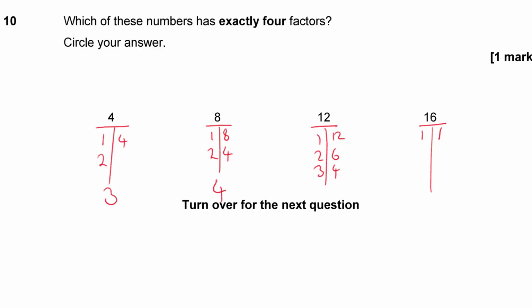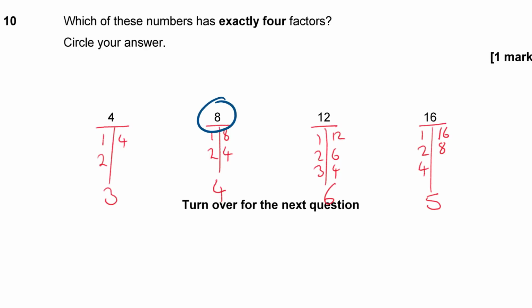So 1 and 16 go together, 2 and 8, 3, nope, 4, yes, 4 times 4 is 16, so 4 is a single one by itself. So 12 has 6 factors and 16 has 5 factors. Now we wanted the one with exactly 4, so it's going to have to be the 8.